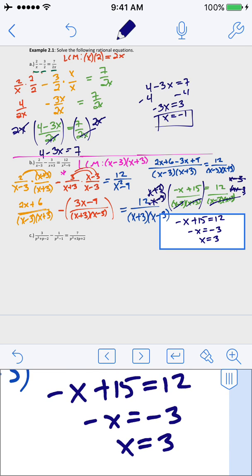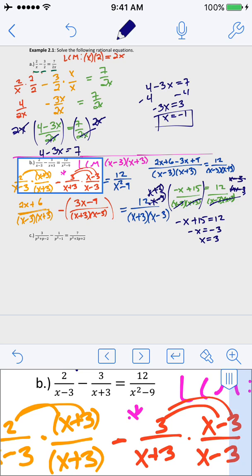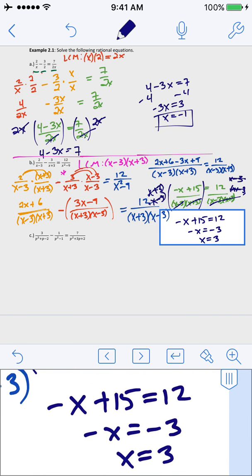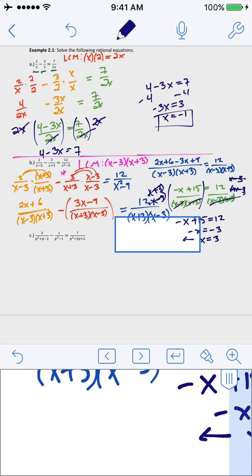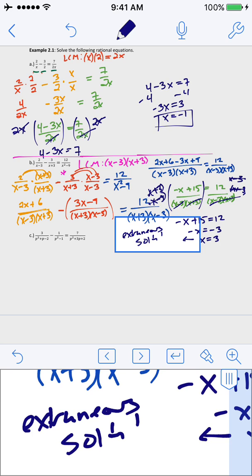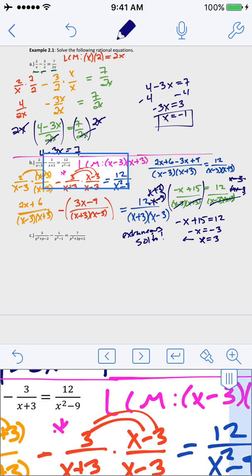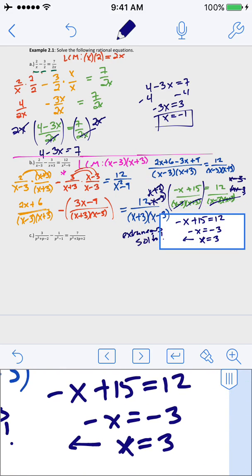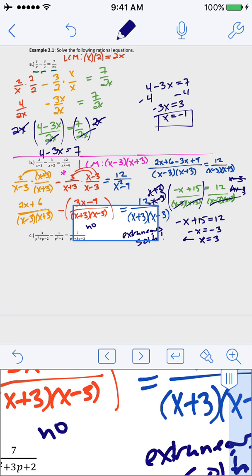Fabulous. But before I go boxing my answer, so we arrived at a solution, right? The only problem is, think of our solution and think of our domain. If we take that back and we plug that in, that's going to be a problem, right? 3 minus 3 in that first term, that's going to give us a 0 in the denominator. So this is an extraneous solution. And that is a problem. Cannot have an extraneous solution. So really, this equation has no solution.